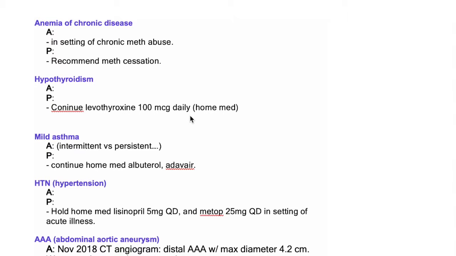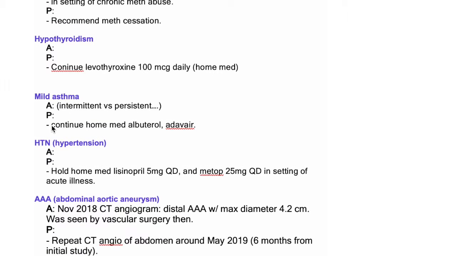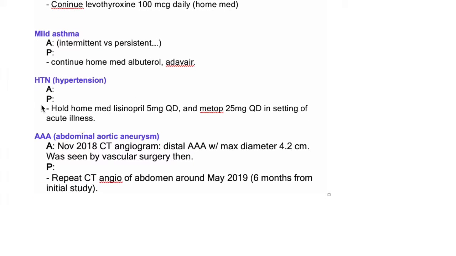Hypothyroidism, I was continuing her home medication. Asthma, so in this case, I just wrote continue her home medication. If I had more time to dig into the chart and do more history, I could have asked her, hey, how your symptoms are, so that I could have described whether it's intermittent, persistent, or what kind of asthma it was. She was breathing comfortably, didn't seem like she was in any respiratory distress, so I didn't feel a need to really dig into the assessment of her asthma.